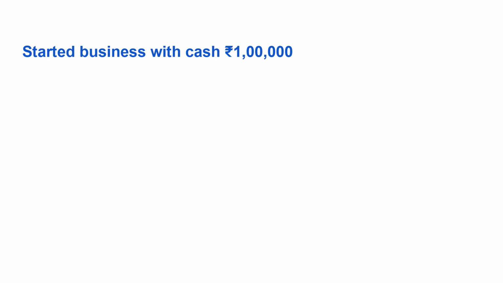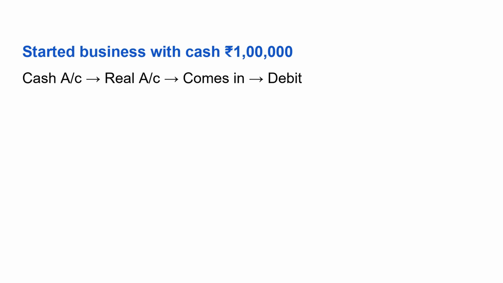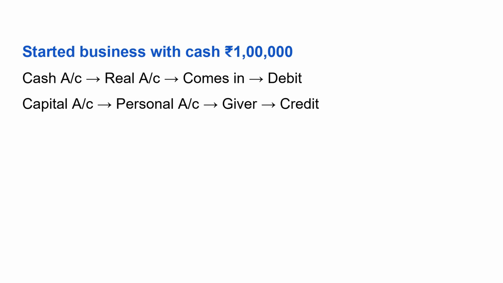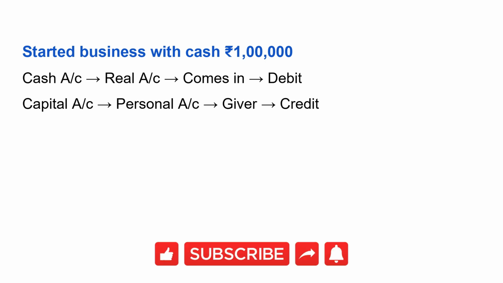Started business with cash, 1 lakh rupees. Here the two accounts affected are cash account and capital account. Cash account is a real account. Why? Because cash comes into the business, so it is debited. And capital account is a personal account, and the owner is the giver of the capital, so it is credited.